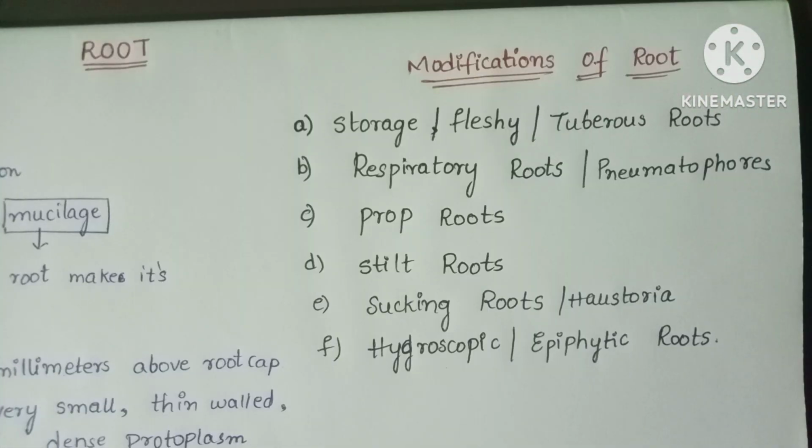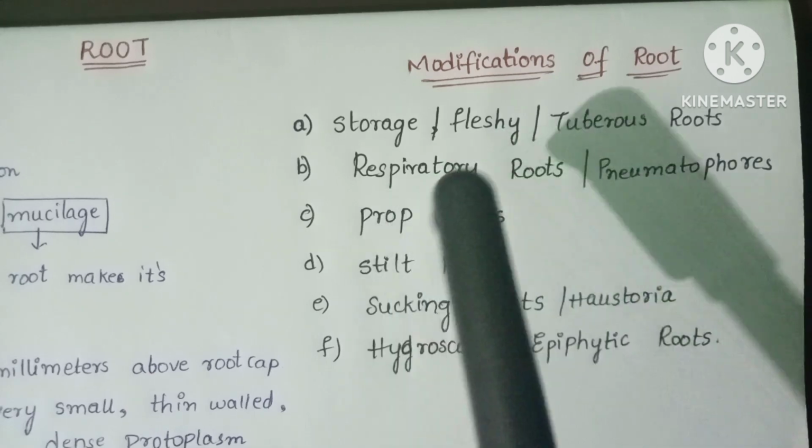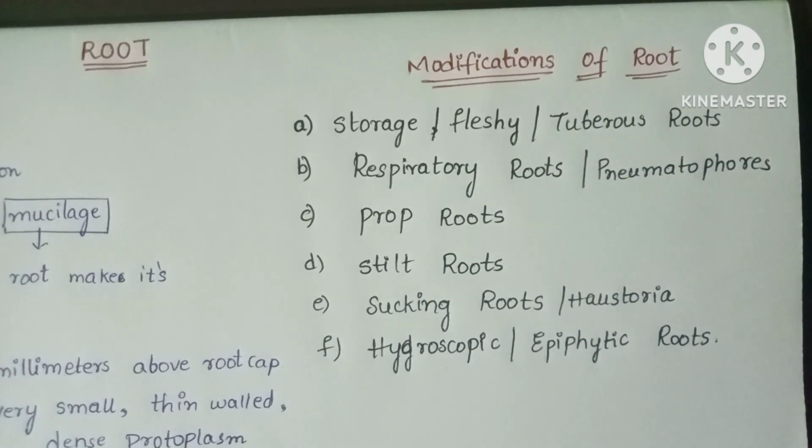Now the modifications of root. The first one is storage, fleshy and tuberous roots. These roots store food. Examples: carrot, turnip, beetroot, etc. Then respiratory roots, pneumatophores. Example: Rhizophora, because they live in salty areas. They don't get oxygen, so they grow upwards from the soil, against gravity, and they are called pneumatophores.